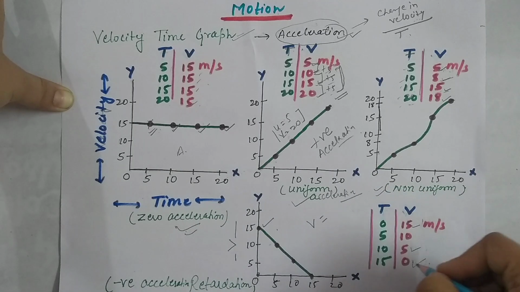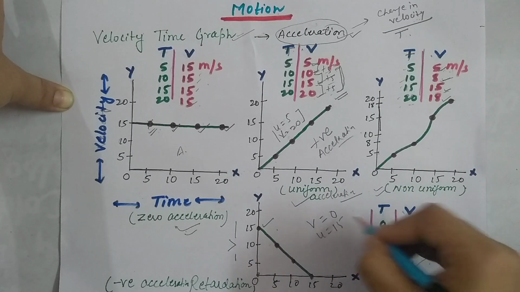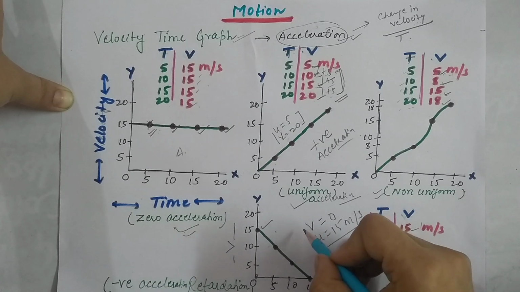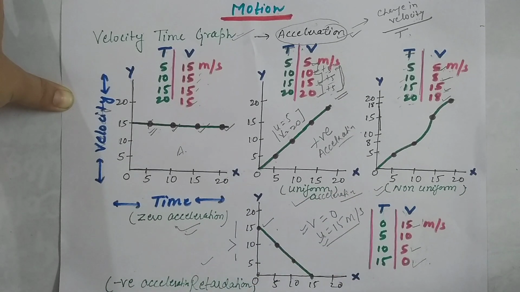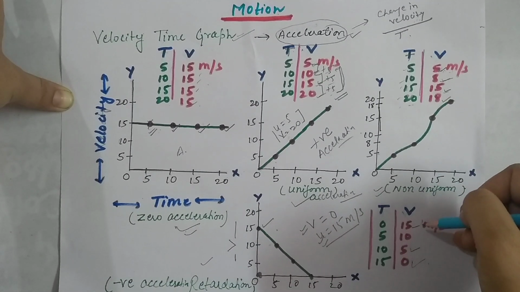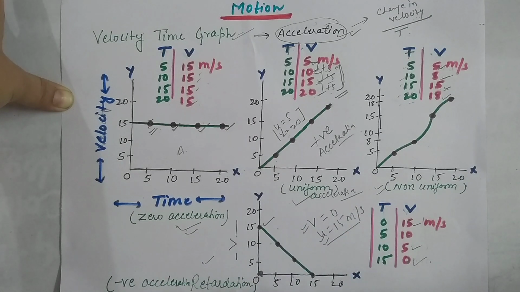The final value we get is 0, and the initial is 15 meters per second. We know that if the final velocity is less than the initial velocity, then it always shows retardation or negative acceleration. At 15 seconds the velocity becomes 0, so you can see there is a decrease in velocity. So we can say that there is retardation or negative acceleration.